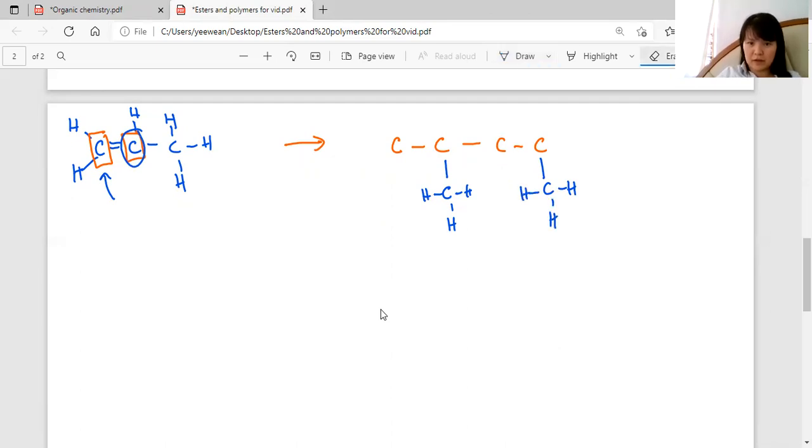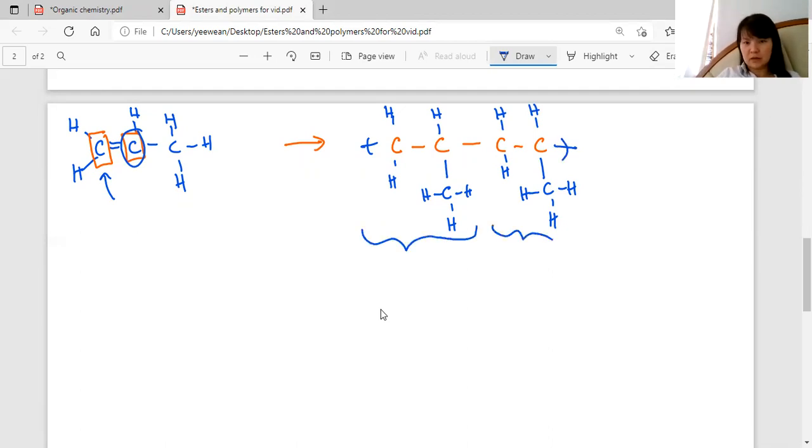Now I'm going to fill in all the rest of the H. Put a bracket here, and put a bracket here. So this is 1 repeat unit. This is 2 repeat units. This is polypropene because there are 3 carbons.